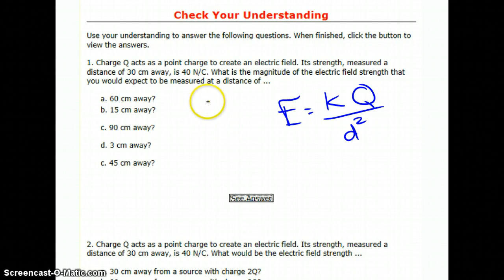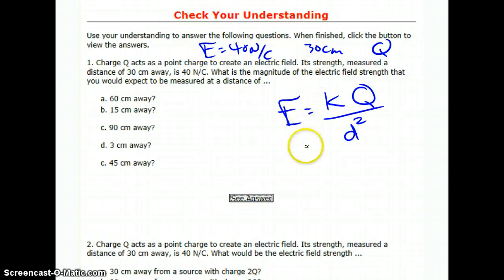So the first set we have is that when measured 30 centimeters away, the electric field is 40 newtons per coulomb. So 40 newtons per coulomb when 30 centimeters away from a charge Q. Now, the first one asks what happens if we go 60 centimeters. Now, 60 is going to double the distance, but again, it's inverse square. So if we put a 2 in front of that, the distance, we have to square that. So it's going to be 1/4 as much. So 40 divided by 4 is going to be 10 newtons per coulomb.